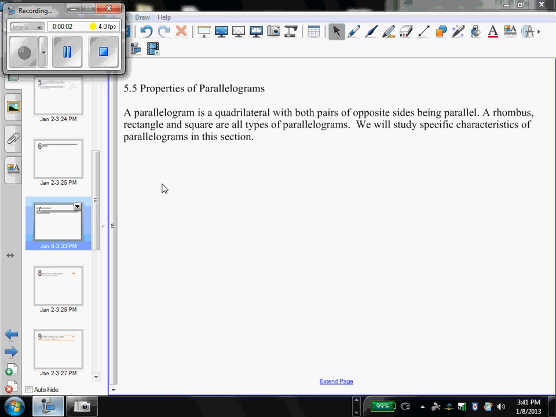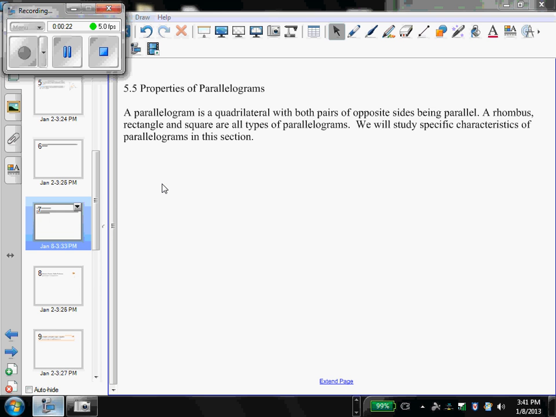Hi class, this is section 5.5, properties of parallelograms. Just to remind you, we did this definition in chapter 1, but a parallelogram is a quadrilateral, or a four-sided figure, with both pairs of opposite sides being parallel.